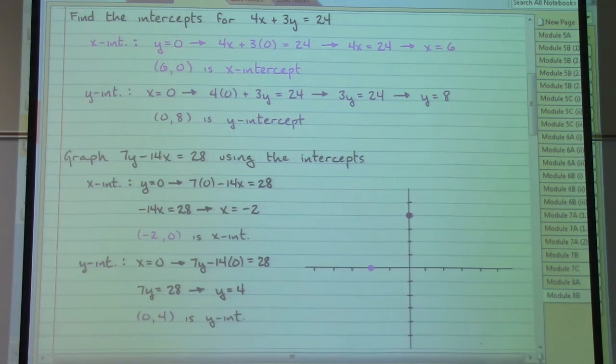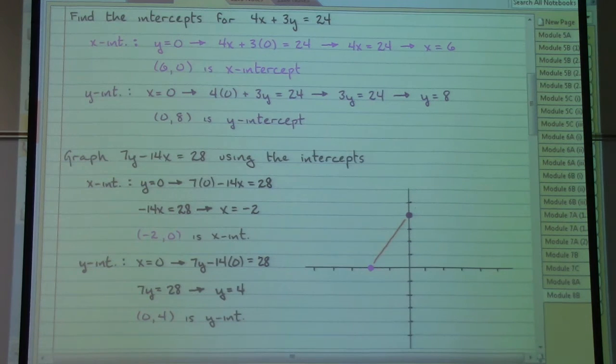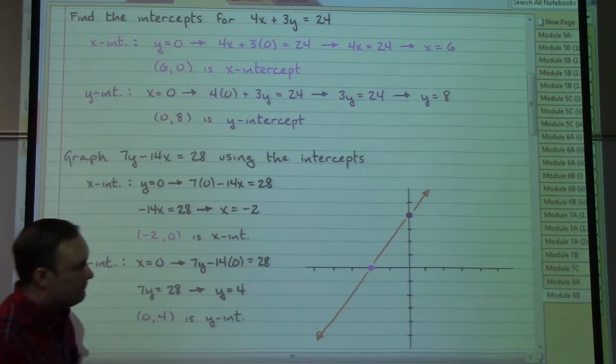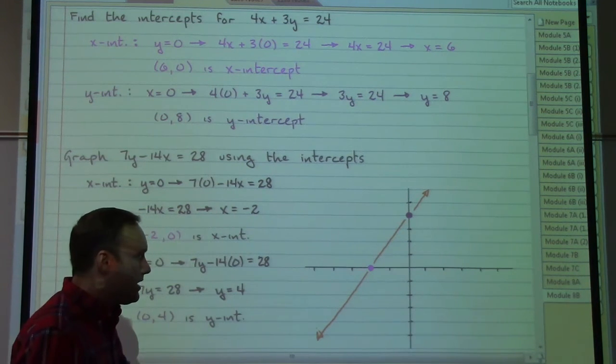Now that I've got those 2 points locked in, I can go ahead and play connect the dots and draw in, as neatly as possible, a nice big long line, trying to make that as straight as possible.